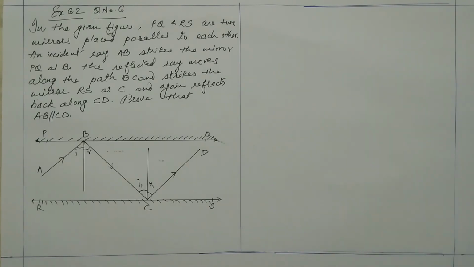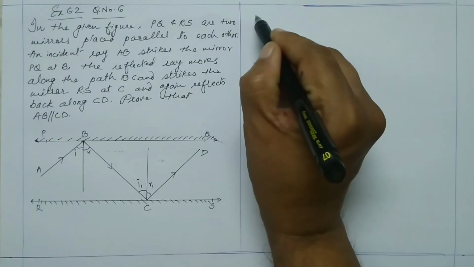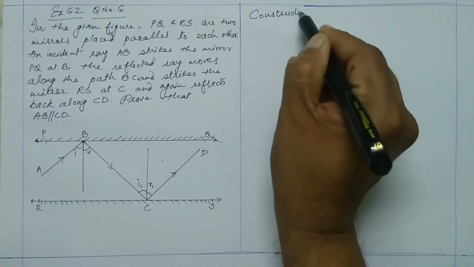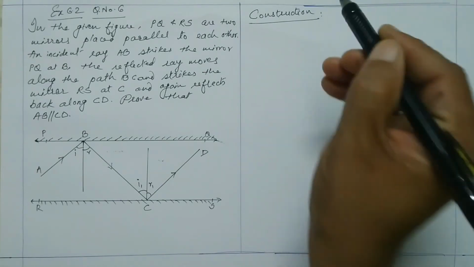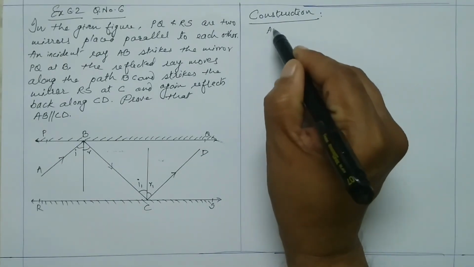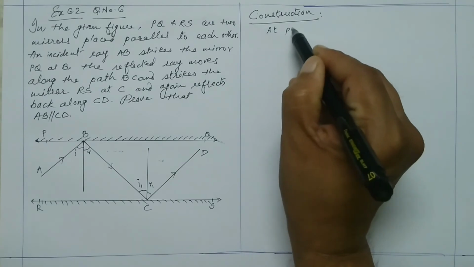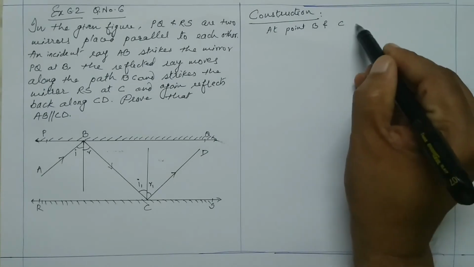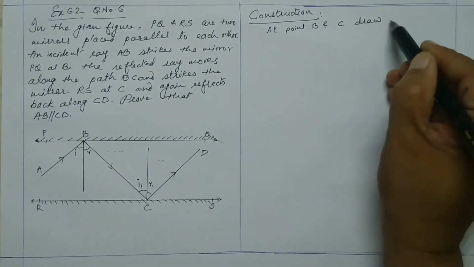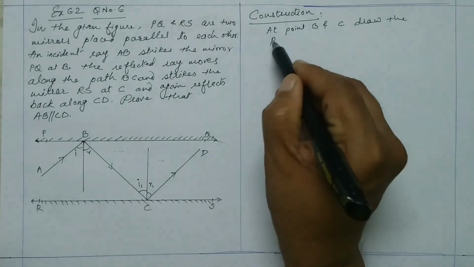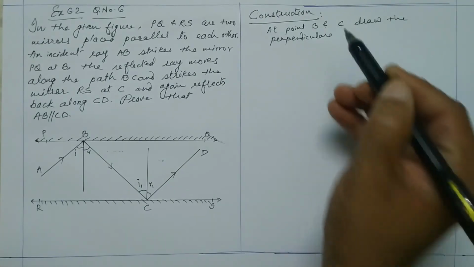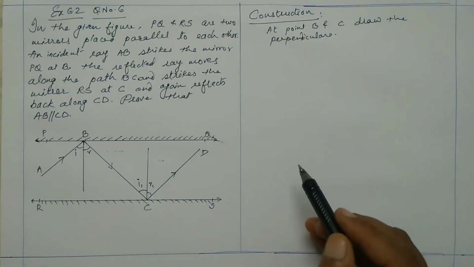Now you can write in words. Construction: at points B and C, draw the perpendiculars.